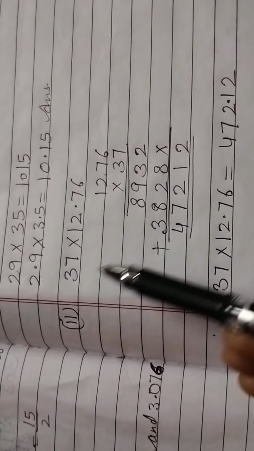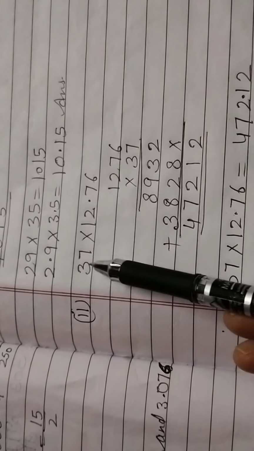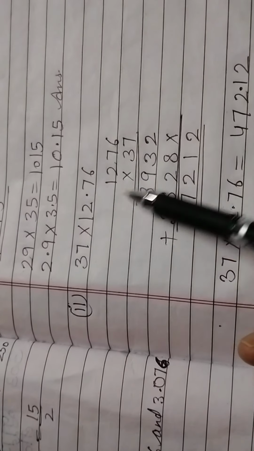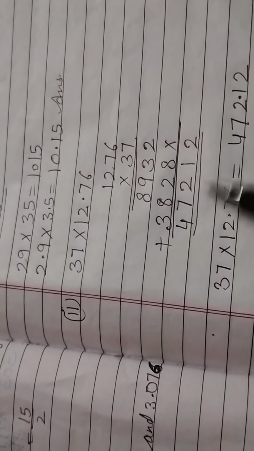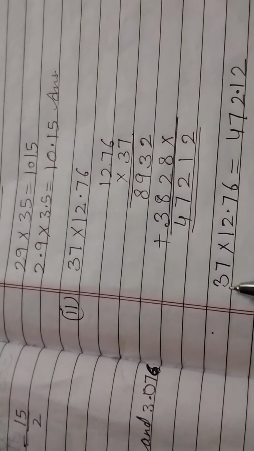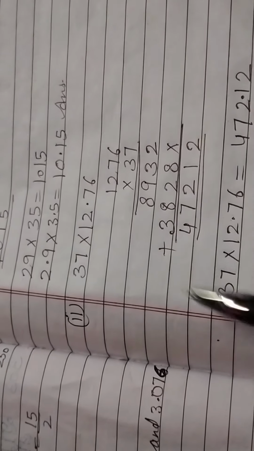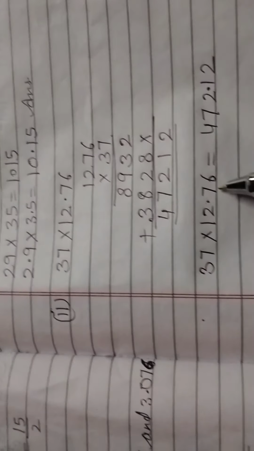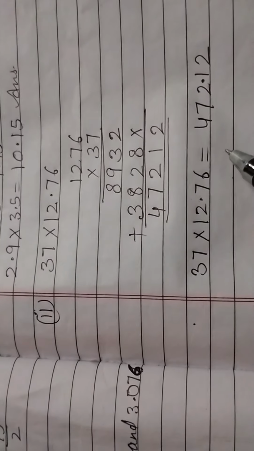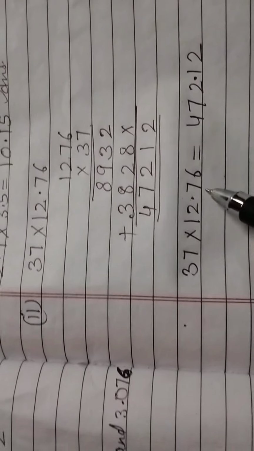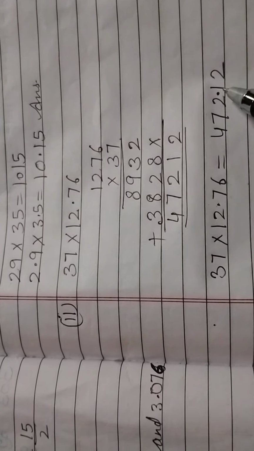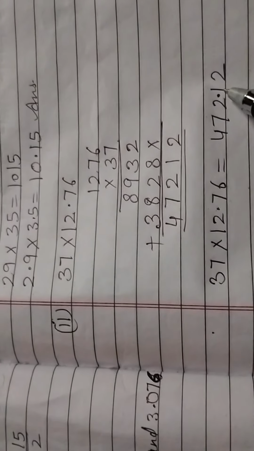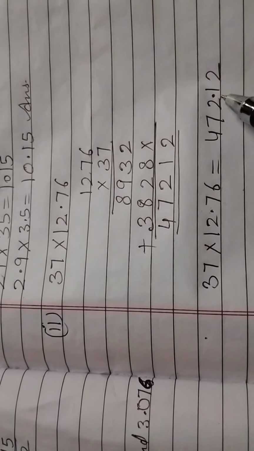Okay, now second is same, 37 multiply by this. You will multiply these two. Here you will not mark any decimal, directly you will multiply. Within the answer you will mark the decimal. Okay, 37 multiply 12.76 is equal to, here see only 2 digits are here after decimal. In the answer you will leave 2 digits from the ones place, 1, 2. Here you will write decimal.